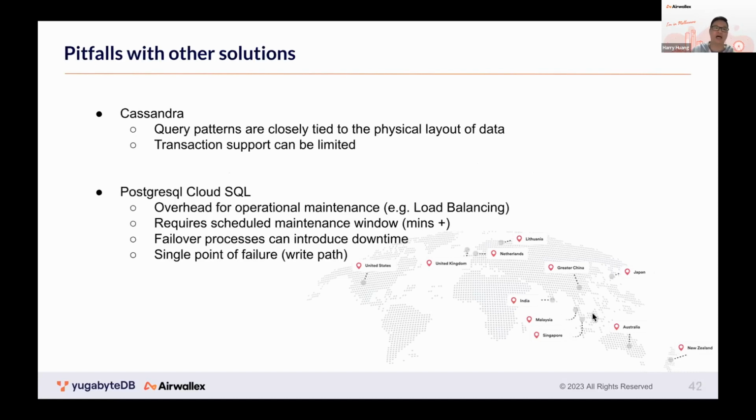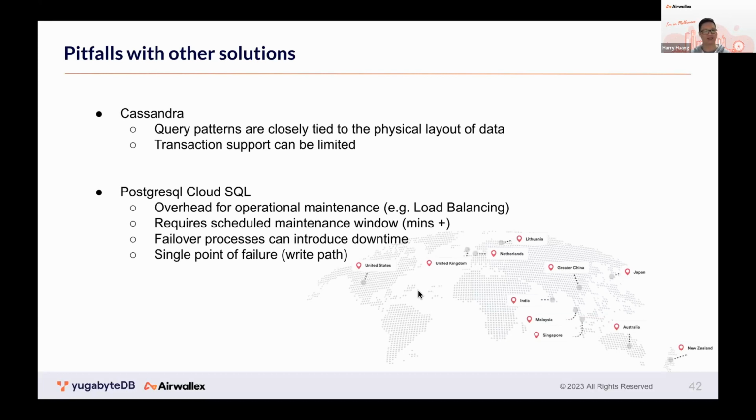So yeah, we have been using different data solutions over the years. We used Cassandra before. We got a lot of Postgres instances in the business as well. So for Cassandra, it's a very good distributed NoSQL database. However, there are some pitfalls that really annoy us.